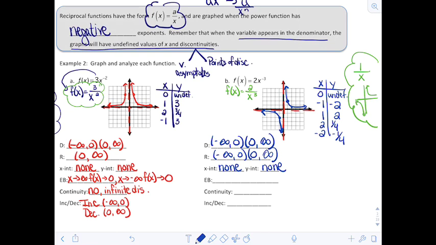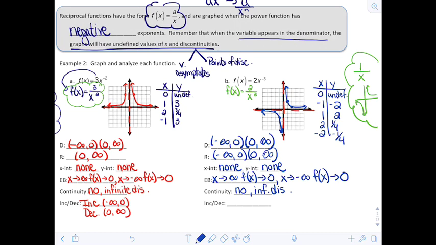End behavior. So as x goes to infinity, f of x once again approaches the horizontal asymptote of 0, and as x goes to -infinity, f of x still approaches the horizontal asymptote of 0. This is not continuous. It has infinite discontinuity once again.